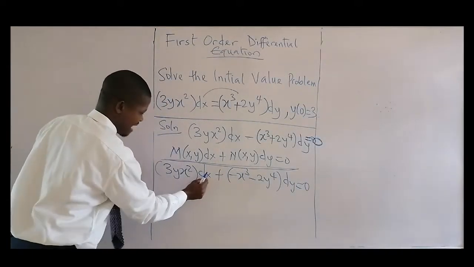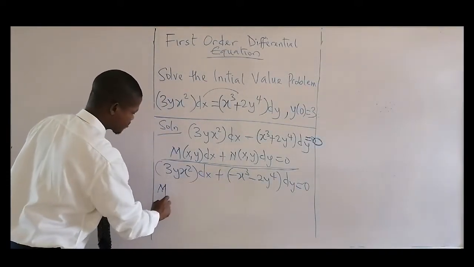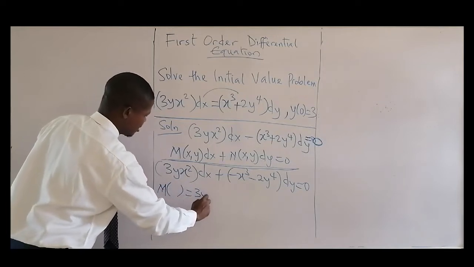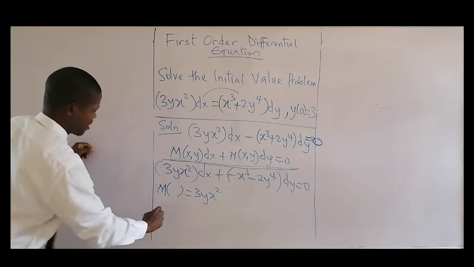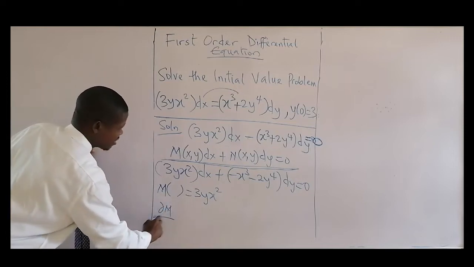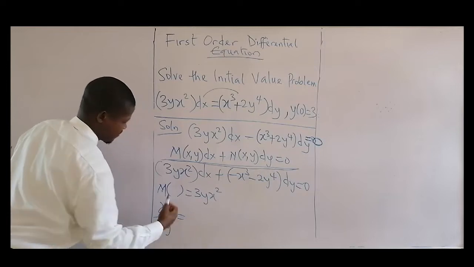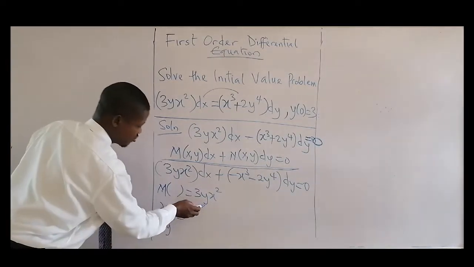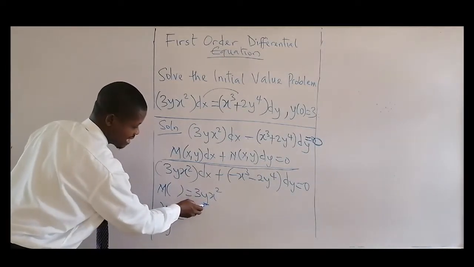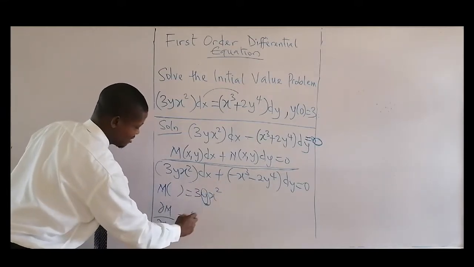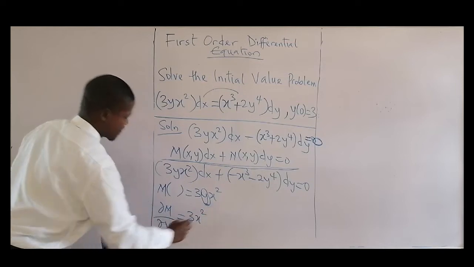The attachment to the dx is called M. M as a function of two variables here is equal to 3y x squared. Can we get the partial derivative of that with respect to y? Once you have the partial derivative, y is what we are differentiating, the others are constants. So that's 3x squared.